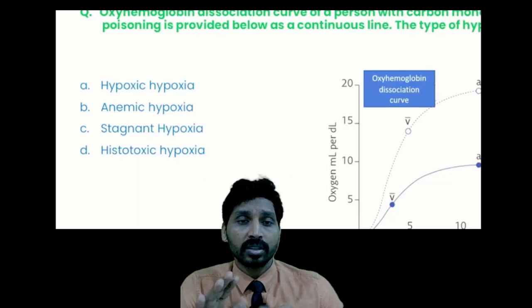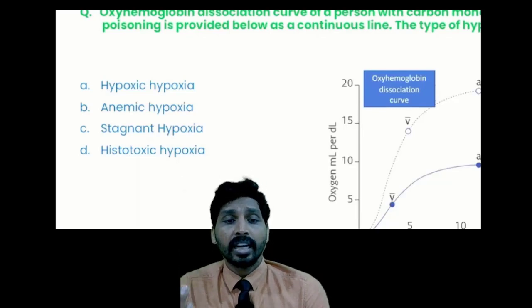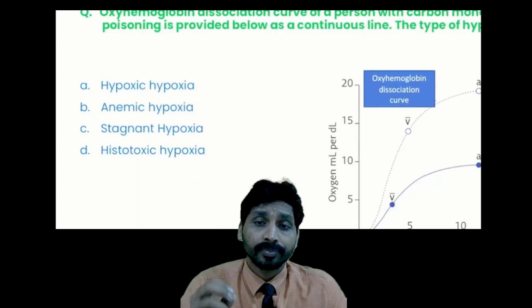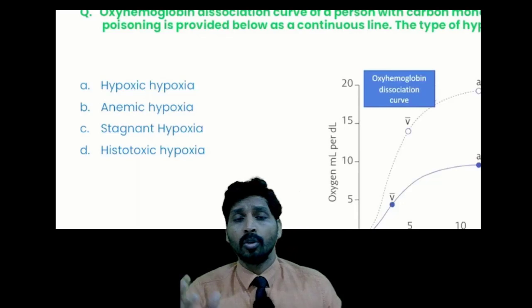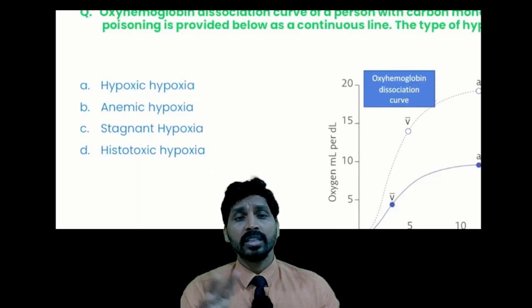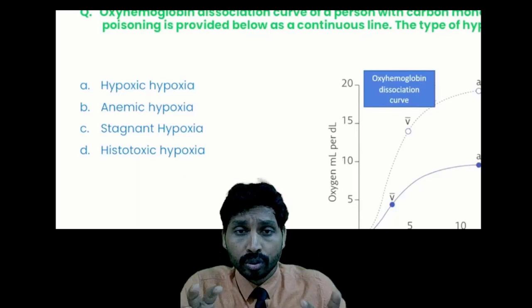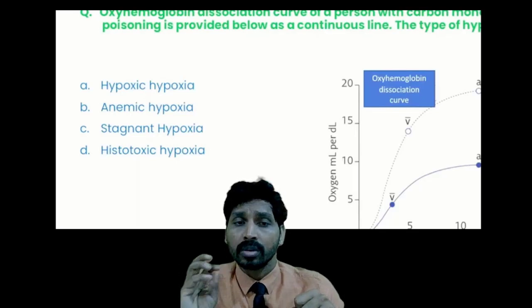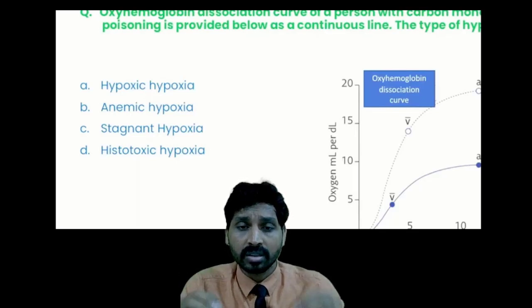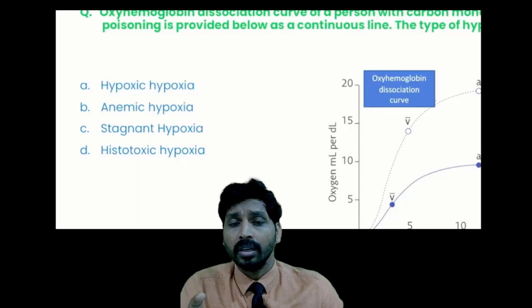So what is the type of hypoxia? The question has been asked. Hypoxic hypoxia, anemic hypoxia, stagnant hypoxia, histotoxic hypoxia. Here I'll tell you about oxyhemoglobin and carbon monoxide hemoglobin. If you keep oxygen on one side and carbon monoxide on the other in front of the hemoglobin, hemoglobin will choose to bind to carbon monoxide, because the affinity of hemoglobin towards carbon monoxide is high compared to oxygen. That is the reason whenever there is carbon monoxide poisoning, all the hemoglobins leave the oxygen and start binding with the carbon monoxide.